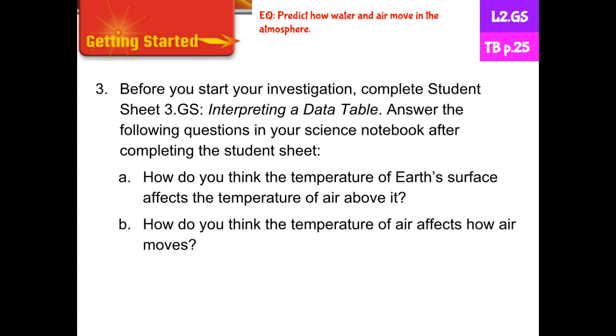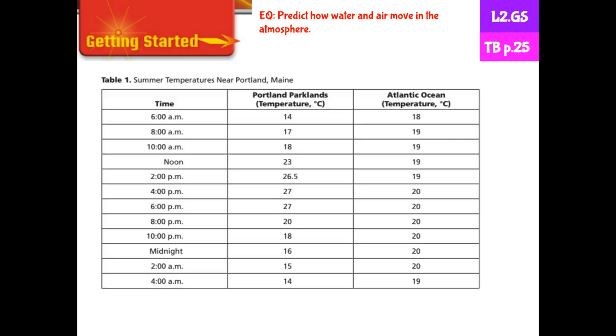That student sheet is going to be talking about a couple different locations and the temperature and how that information is important and how to interpret a data table. There's an example about the temperature in Portland and the temperature of the Atlantic Ocean, which would be near Portland. All right, so this would be Portland, Maine, not Portland, Oregon.